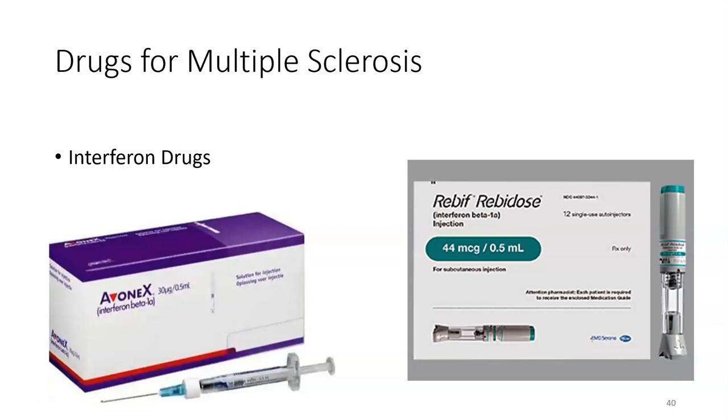Istradefylline is, what did I do? I think I copied and pasted in my notes. That is not correct. This is interferon beta-1a. So all of your interferon drugs have interferon in them. Again, this is a biological drug where it's expensive, it's kept in the refrigerator, and it's given via injection. Avonex is one of the brand names, and Rebif is another.